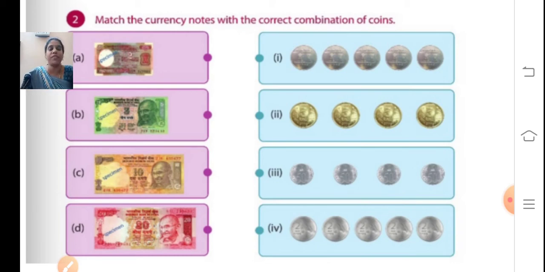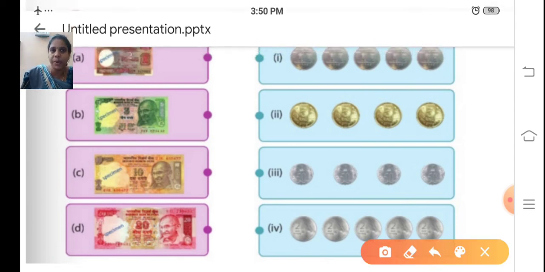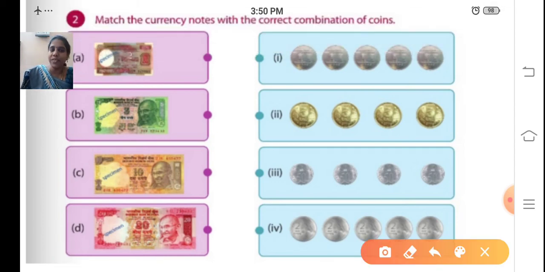50 plus 50. Just add 50 paise 4 times. How much money will you get? Yes. So shall we do like this now? So this is 2 rupee. First one is 2 rupee. Next one is 5 rupee, 10 rupee and 20 rupee. So 2 rupee, how to match this?